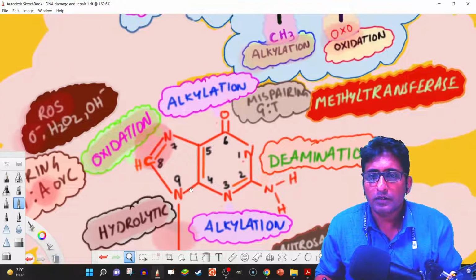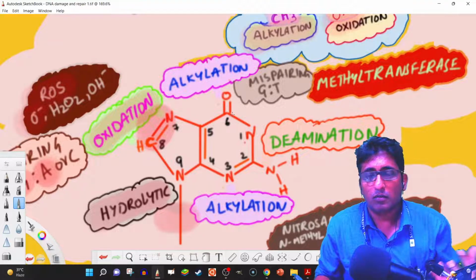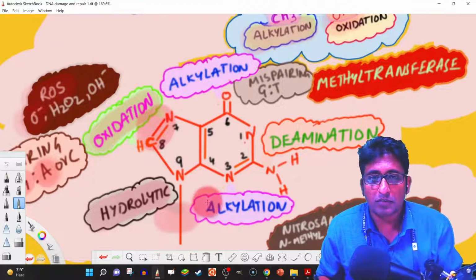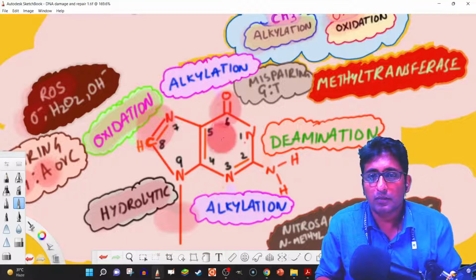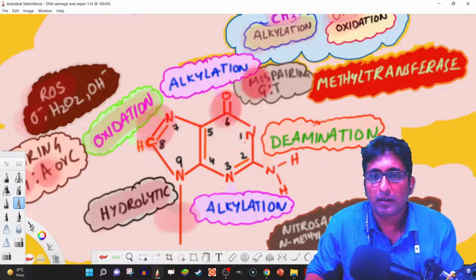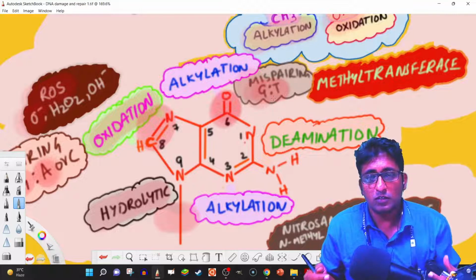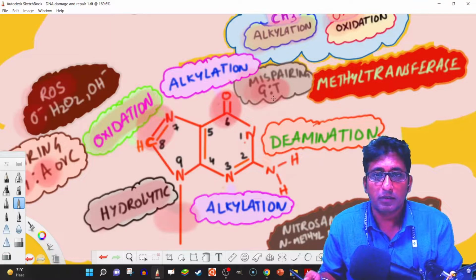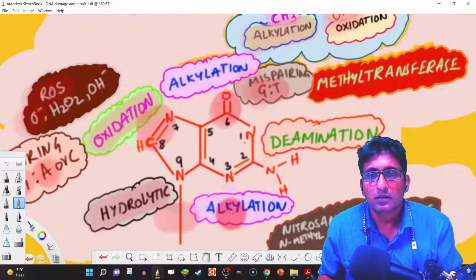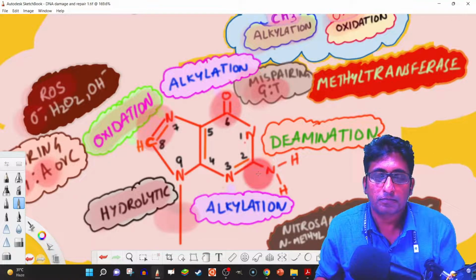Similarly, alkylation can also happen. Alkylation is addition of ethyl or methyl groups onto different positions. Alkylation of the position here, the 6th carbon, could cause mispairing. Guanine, which normally base pairs with cytosine with 3 hydrogen bonds, can now base pair with thymine with 2 hydrogen bonds, and that, upon replication, could become a mutation.